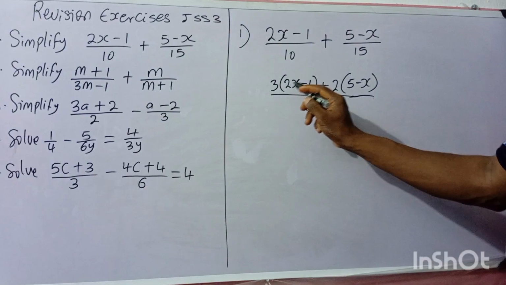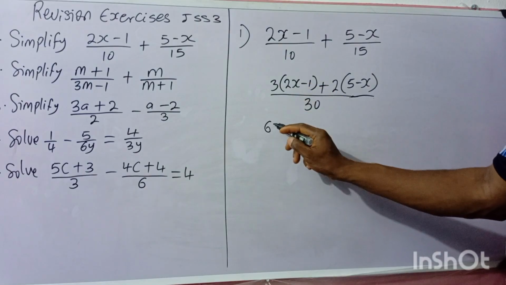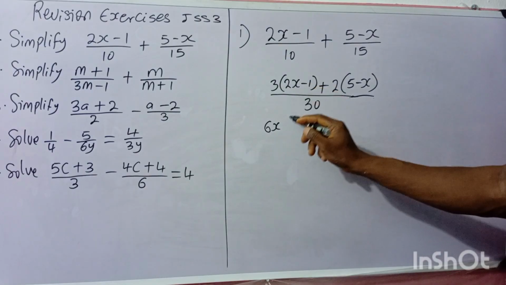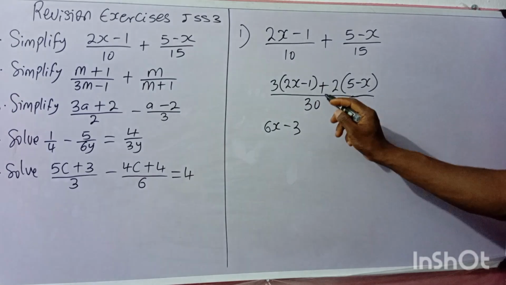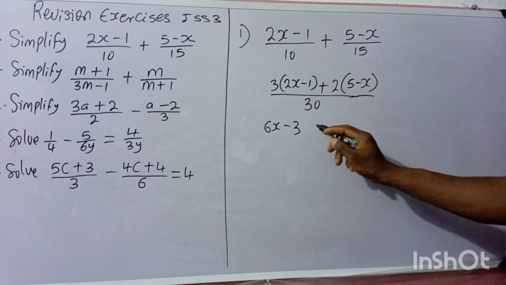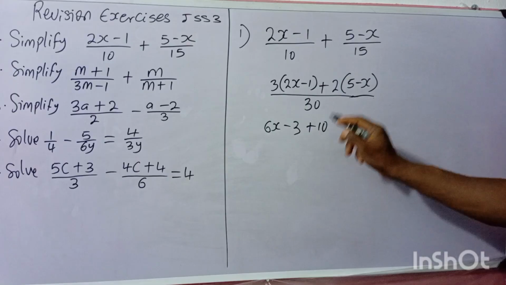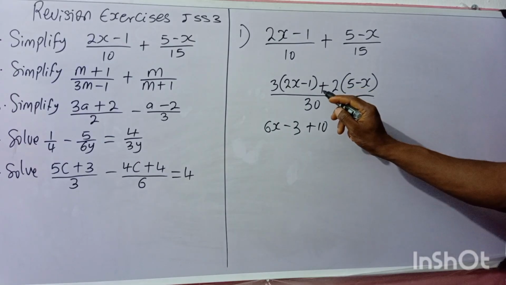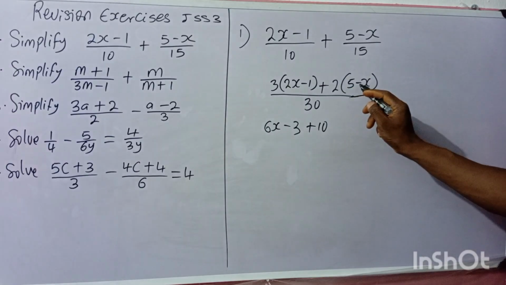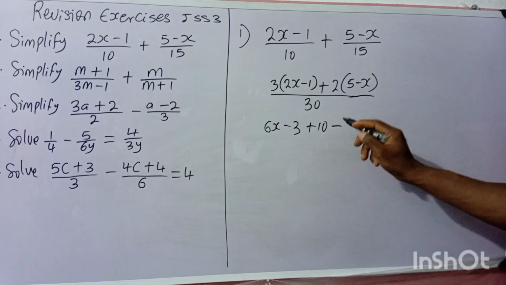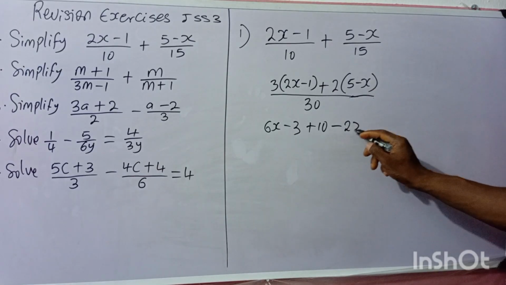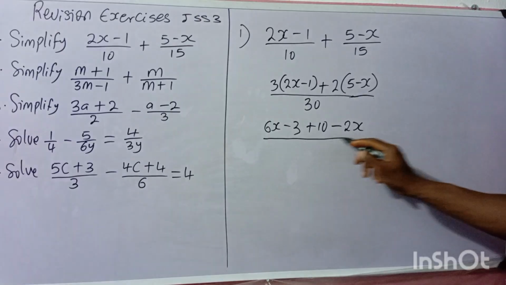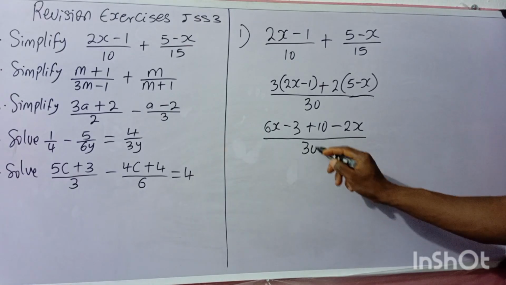3 times 2x will give us 6x, minus 3 times 1 will give us 3, plus 2 multiplied by 5 will give us plus 10 because 2 times 5 is 10. Then plus times minus will give us minus. Then 2 multiplied by x will give us 2x, all over 30.